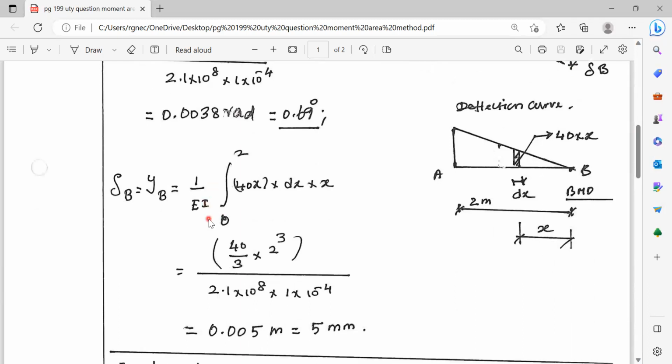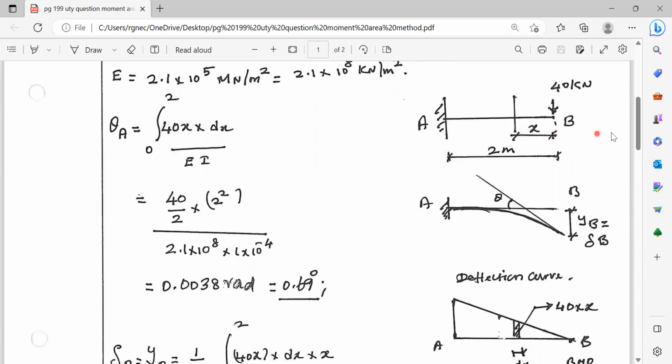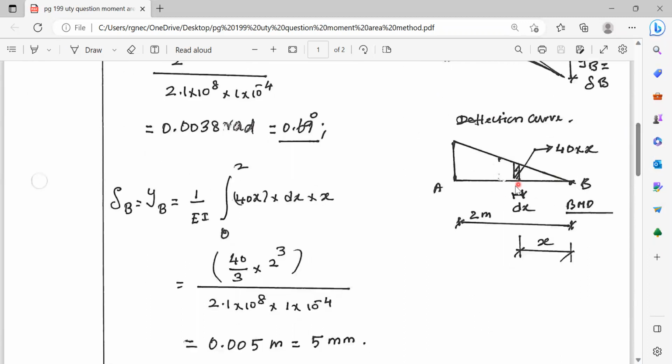1 by EI times. We have to consider the bending moment between B to A. Therefore, the integration is from 0 to 2. Bending moment coordinate is 40 into X. 40 is the load at the free end. At any distance X, the bending moment is equal to 40 into X. Of the strip dx, therefore, the area is 40x into dx.